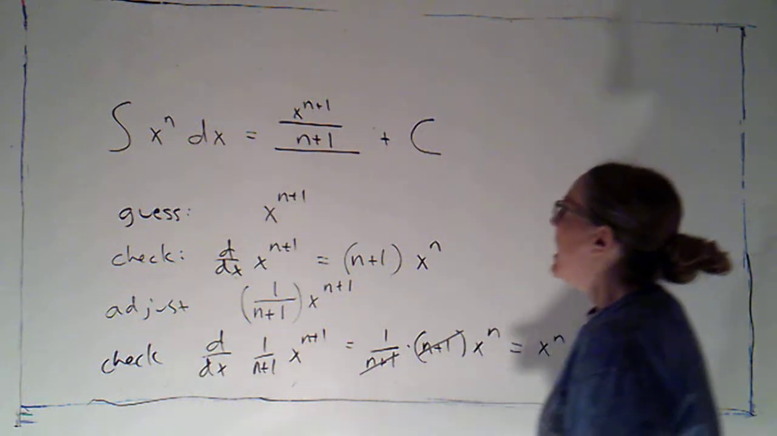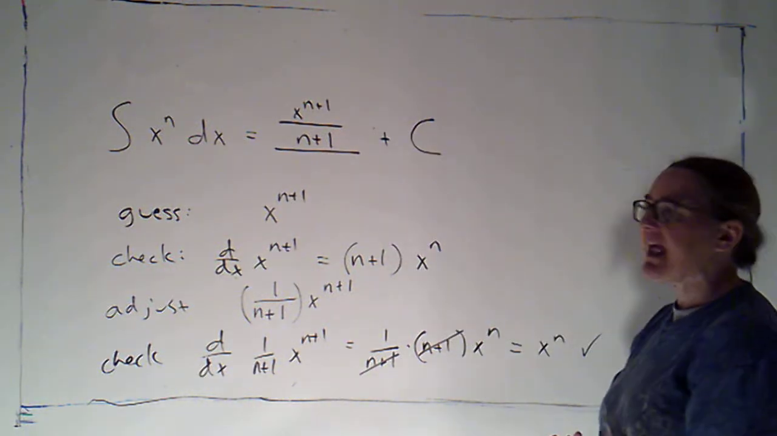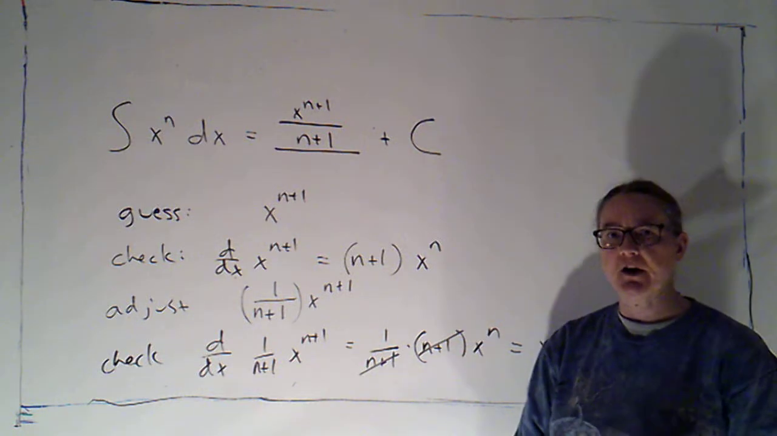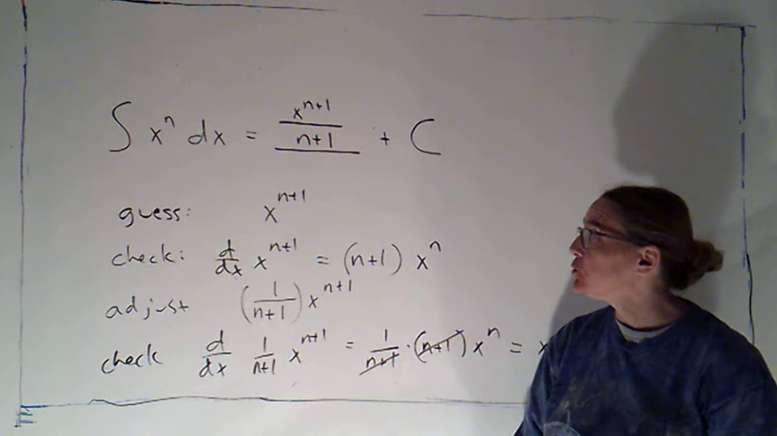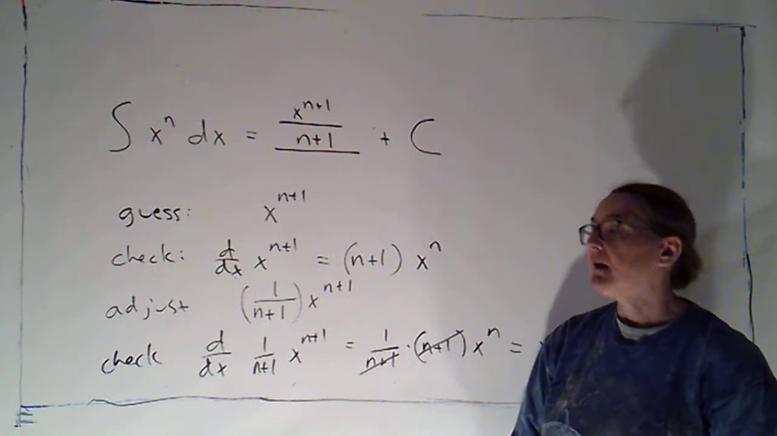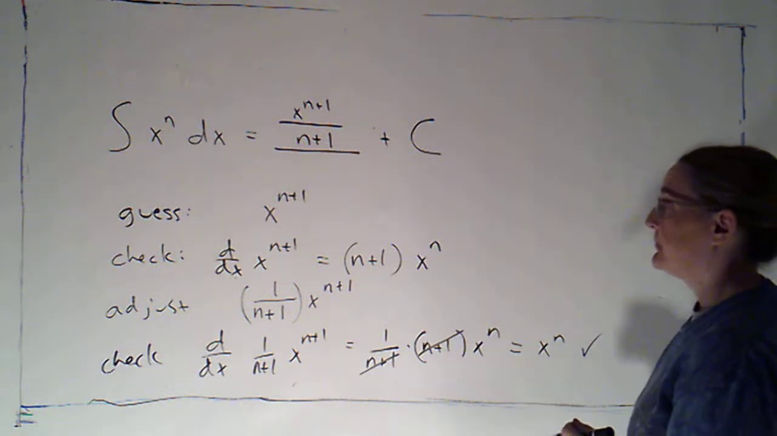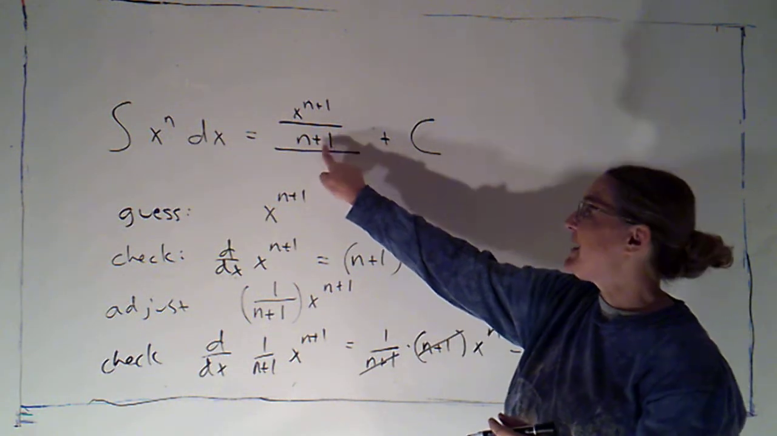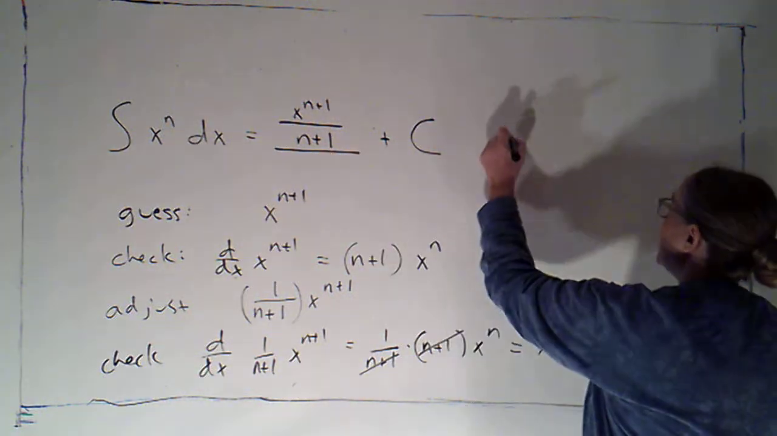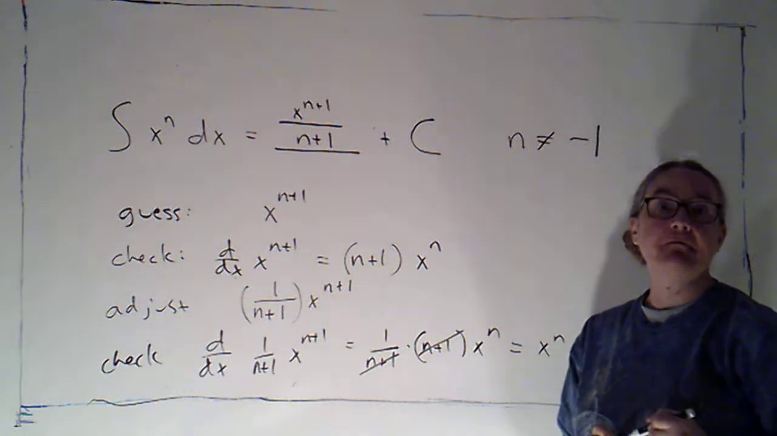Okay? All right. There is one power, one value of n for which this doesn't work. Take a moment and see if you can see what value of n that won't work for. I'll give you a hint. We can't have a 0 in the denominator. So if n was -1, that would make a 0 in the denominator. So this is true as long as n is not -1.